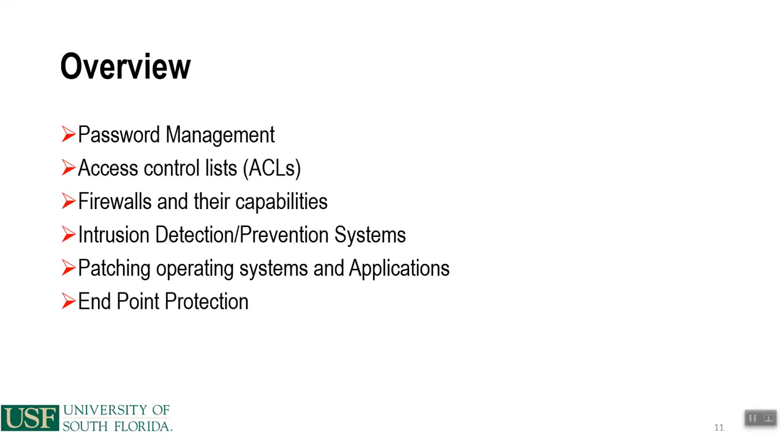So in this lecture, we're going to be talking about 6 different types of controls: password management, access control lists, firewalls and their capabilities, intrusion detection and prevention systems, patching operating systems and their applications, and endpoint protection.